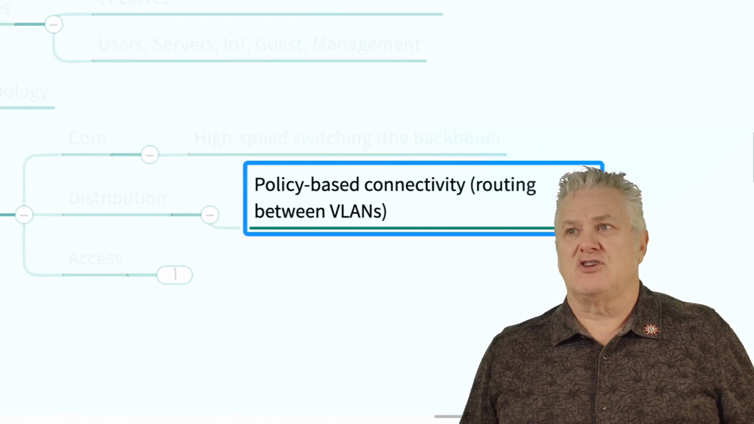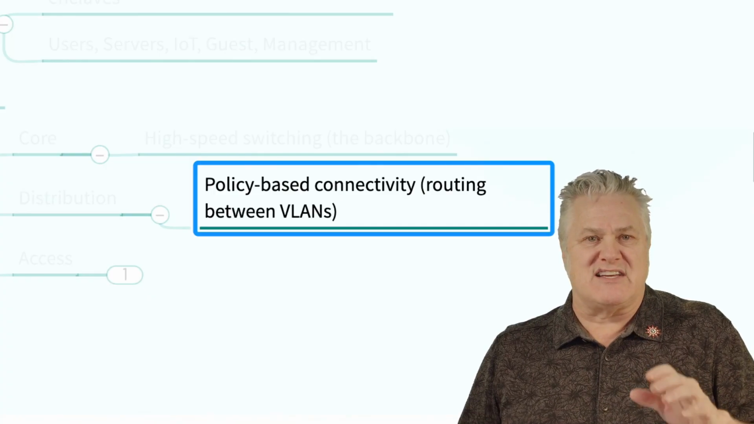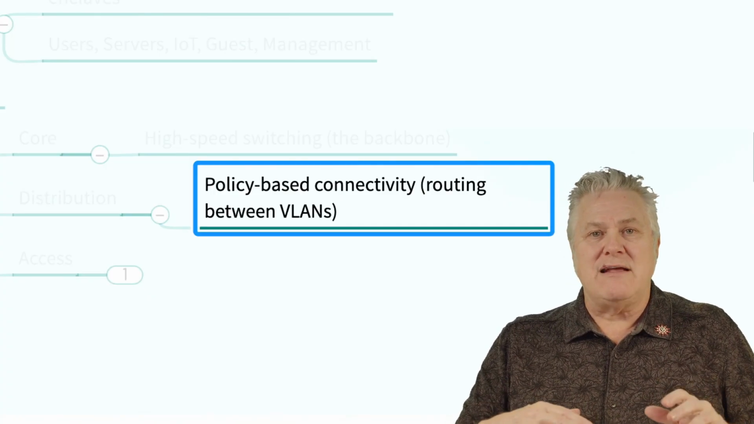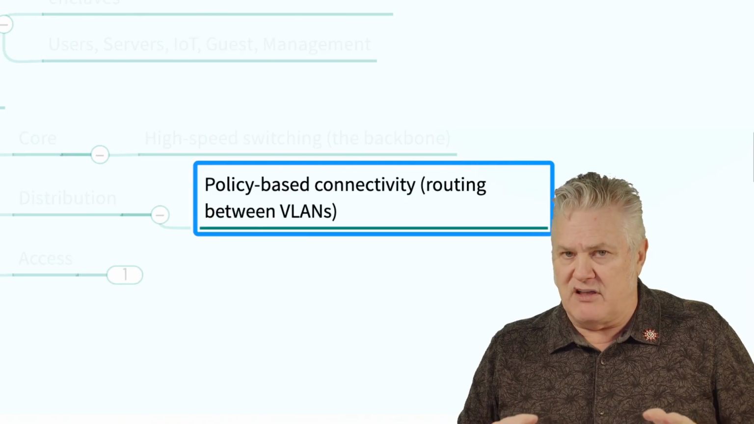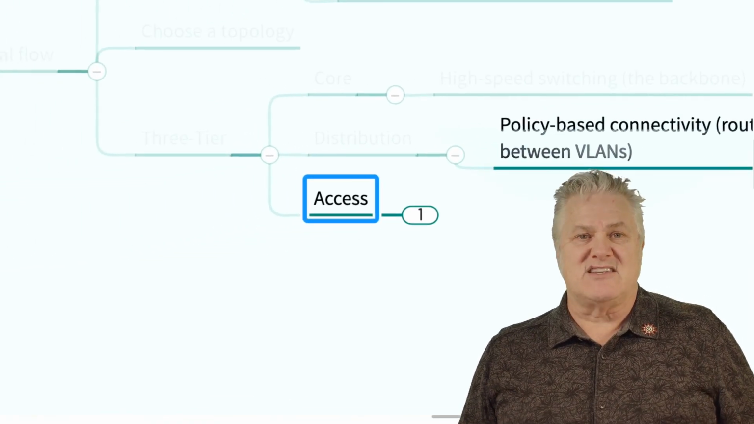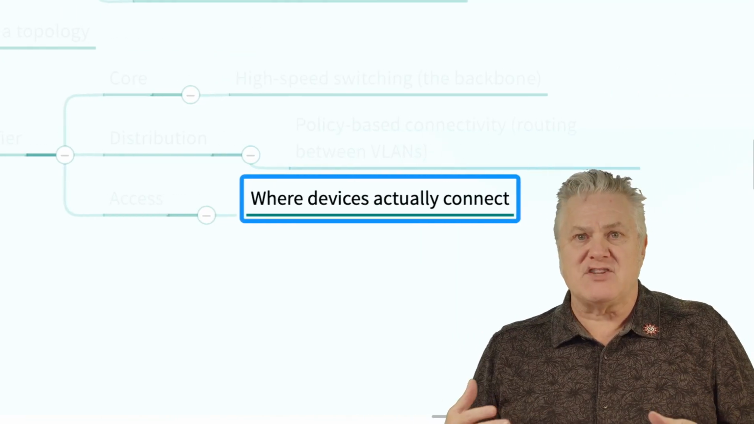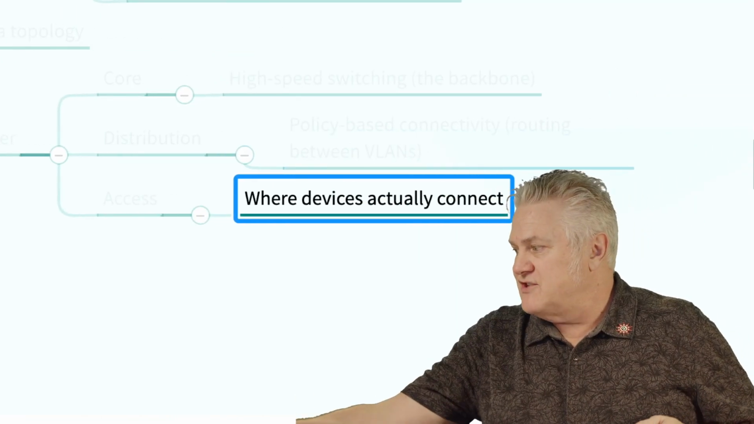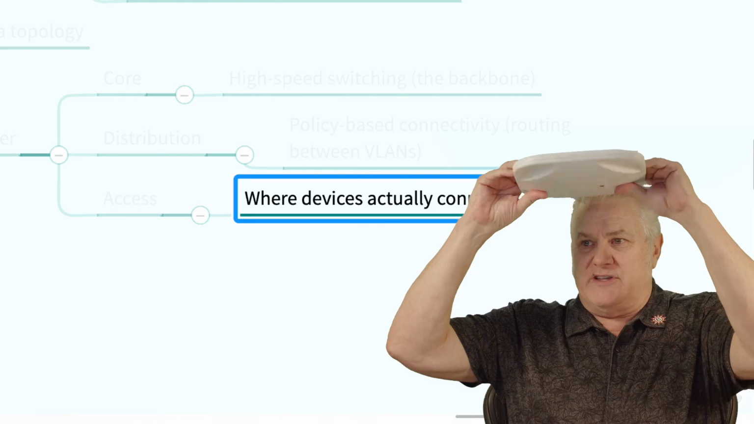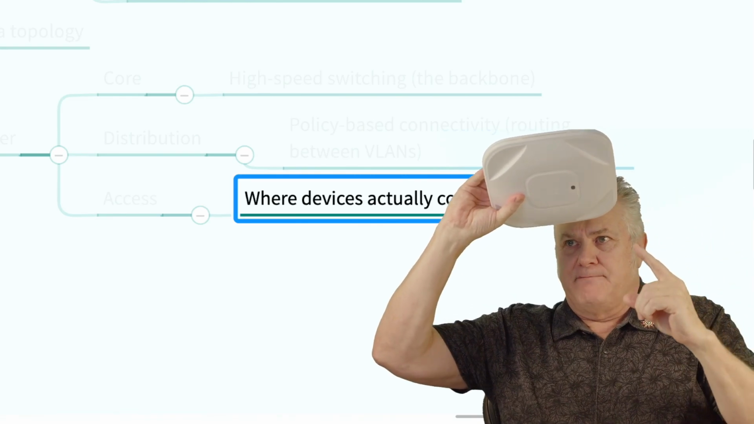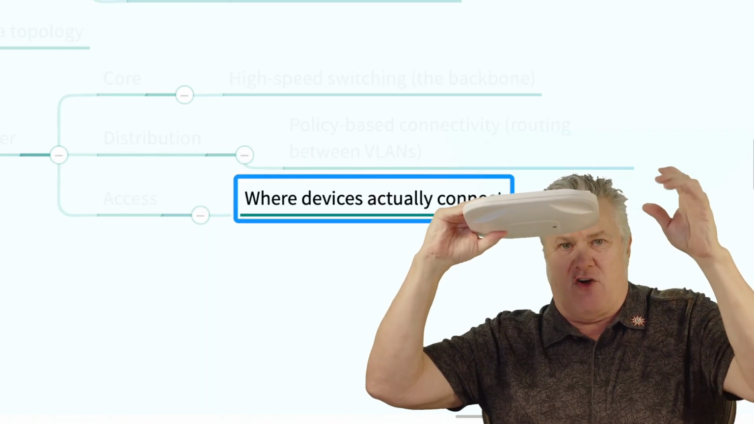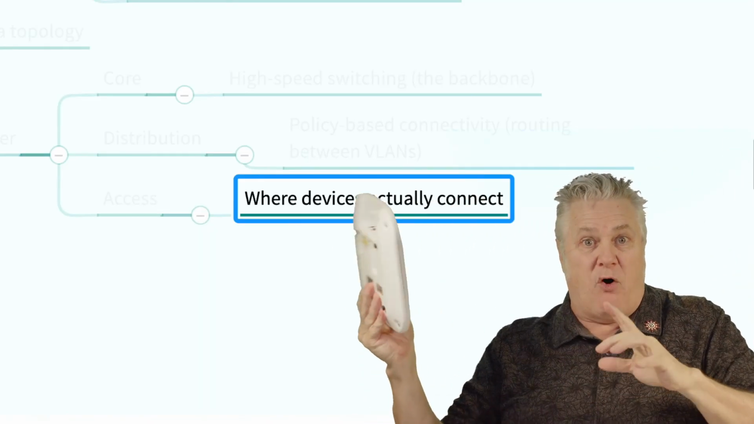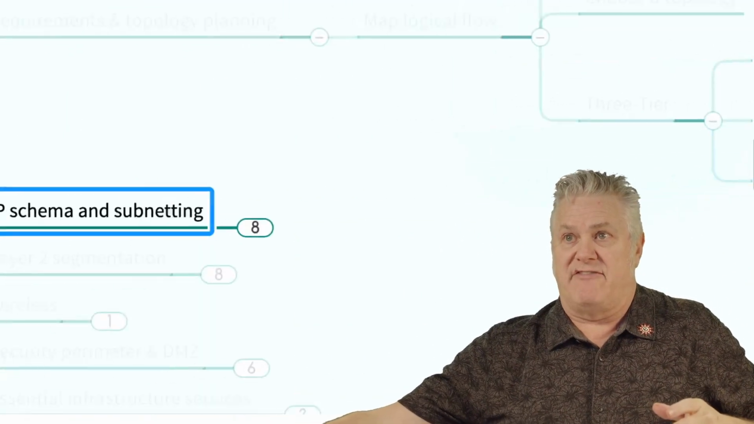Next is the distribution layer, and that's the policy-based connectivity. That's the routing between VLANs if you have them. I hope you're deploying VLANs in your environment. And lastly is the access layer. That's where the devices are plugged in. This wireless access point that sits up in the ceiling, that's the access layer, and it has several VLANs hanging off of it, setting up all of our different clients that we may have.